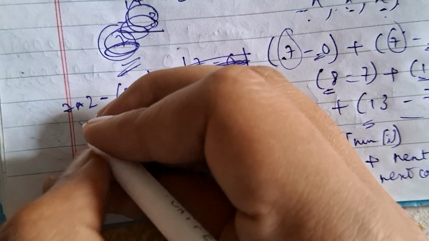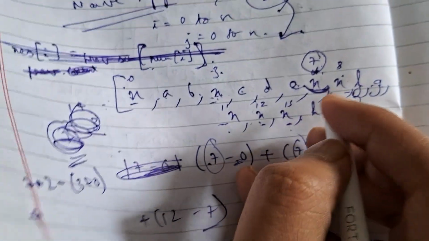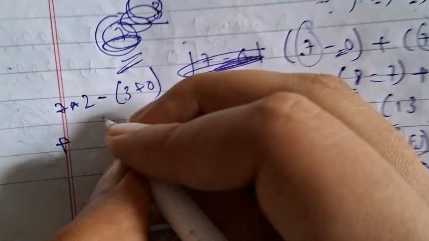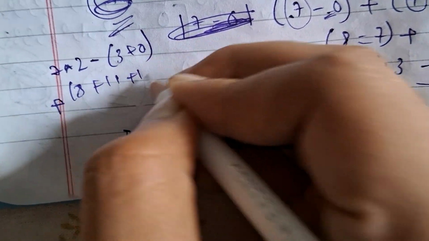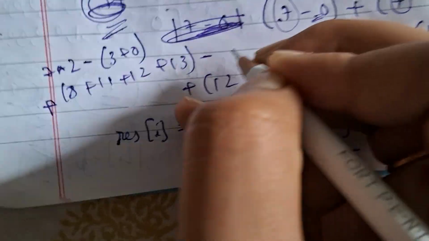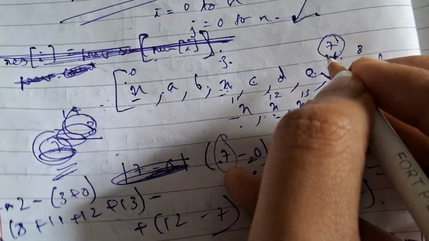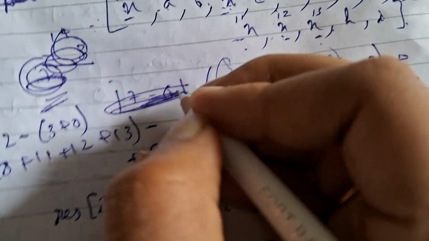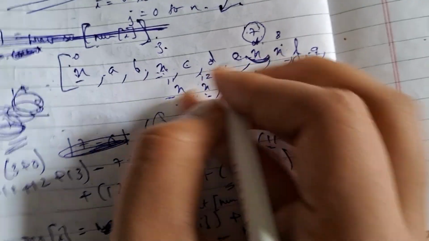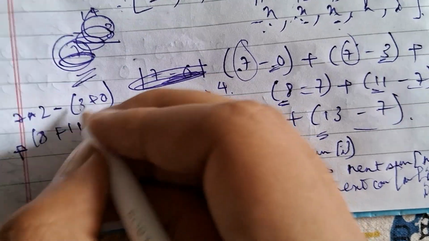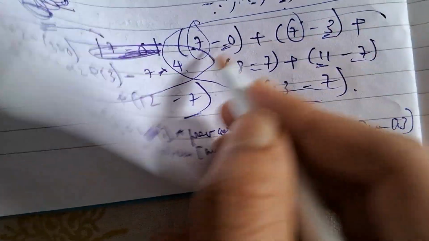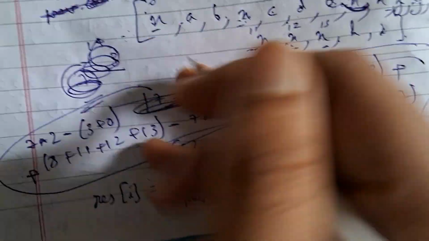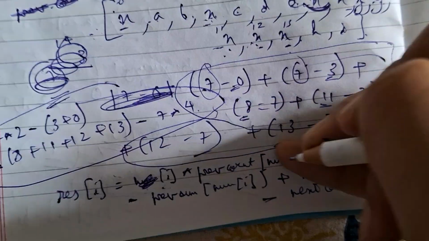Minus 3 plus 0, plus the sum of the positions after that, that is 8, 11, 12, 13, minus the value 7 into how many are after that, that is 1, 2, 3, 4, that is 4, right? So whatever this answer is also equal to this answer. So this is the basic formula. I know it is not very clear, but I think you got the idea of how this works.